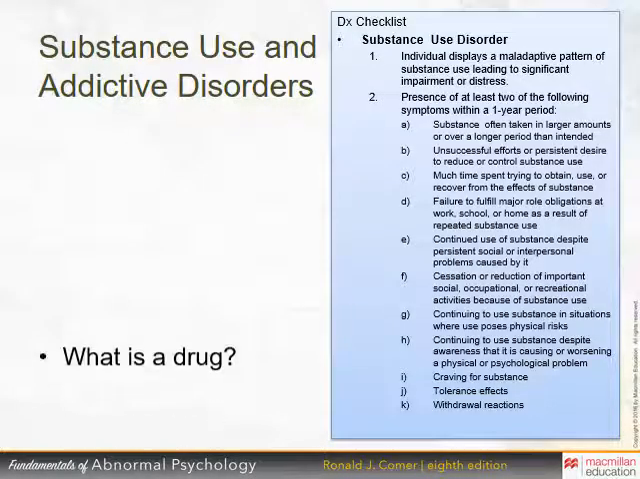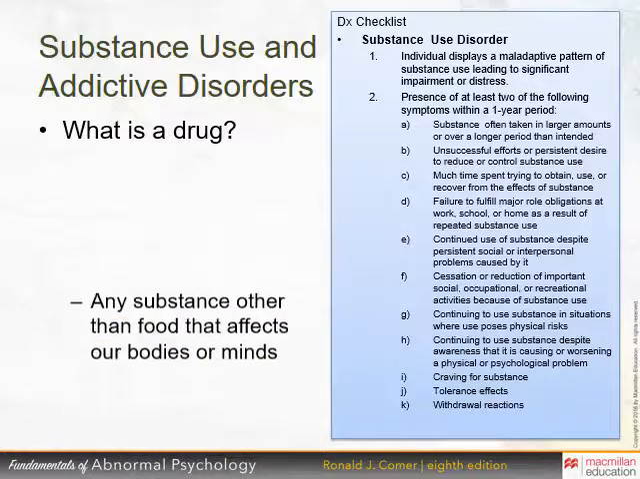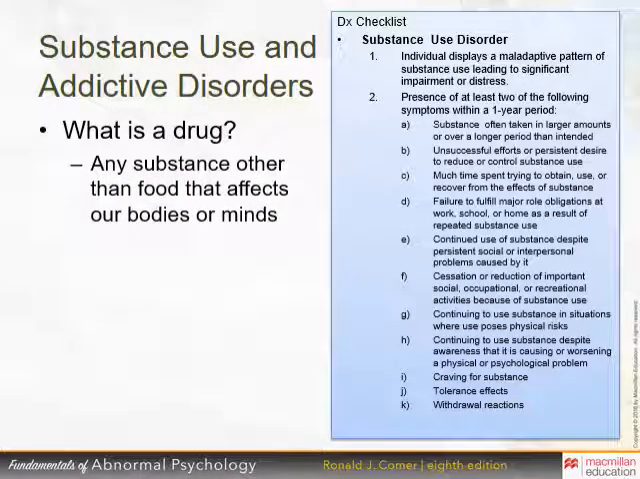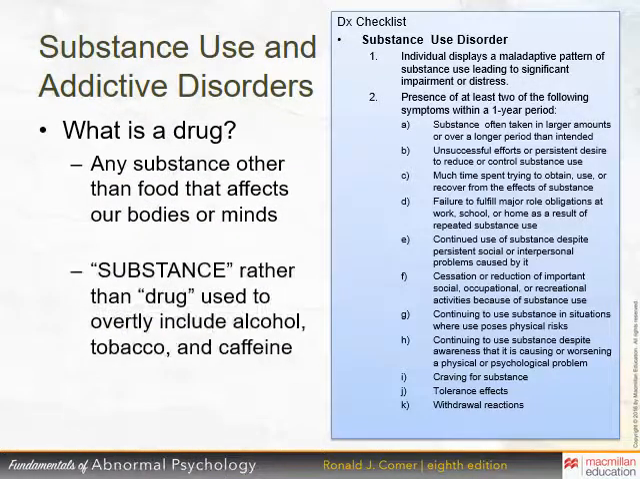So we'll first start by defining what a drug actually is. It's any substance other than food that affects our bodies or minds. And substance, rather than drug, is used to overtly include alcohol, tobacco, and caffeine. So a substance, a drug, doesn't have to be medicine or be illegal.